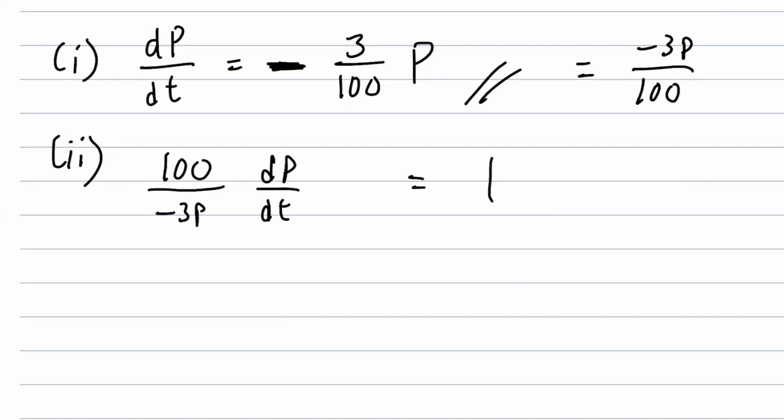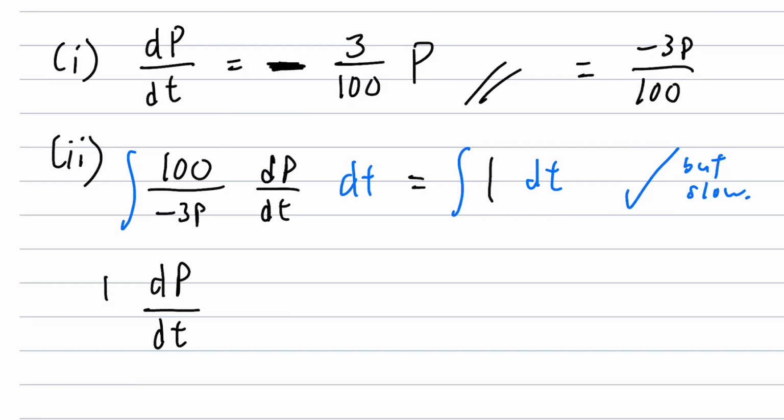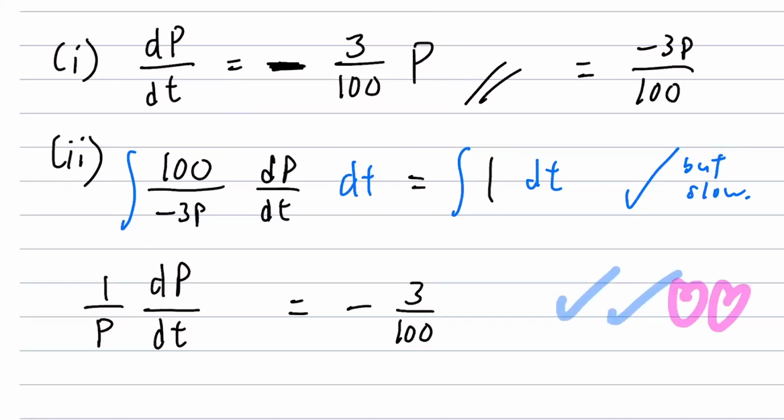You might want to do this, right? Integrate dt. I don't prefer this. I don't like it, because here, wow, very scary: 100 over negative 3, very scary. What I prefer instead, it's not wrong. Okay, sorry, I shouldn't put down a cross. I should say it's correct but slow. I prefer this: just divide by P, then leave the constant alone, -3 over 100. Okay, prefer this. Faster.